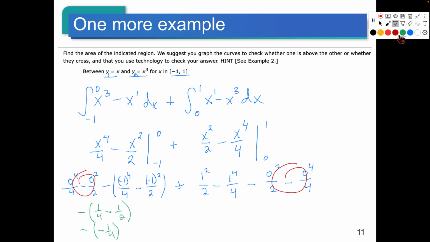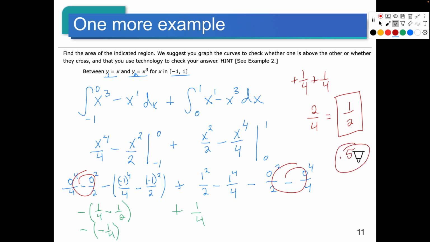That's going to give us a positive 1/4 from that first part. That's here. Over here, let's come back to this color. We're going to go plus 1/2 minus 1/4, so that's 2/4 minus 1/4. That gives us a plus 1/4. So we got 1/4 for that part, 1/4 for this part. You add them together, you get 2/4, which equals 1/2, which is also equal to 0.5 as a decimal.